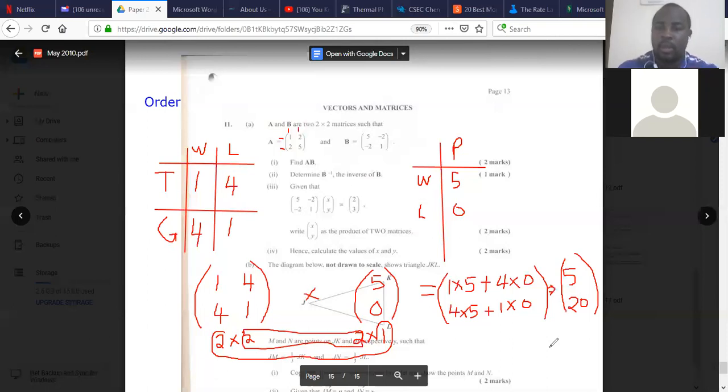Yeah, but hold on. Let me wrap my head around how the row by column concept comes from. All right. In matrix multiplication, when the amount of columns for the first matrix does not match the amount of rows for the second matrix, then you cannot multiply. Okay. All right.